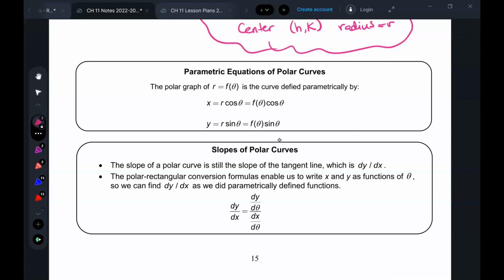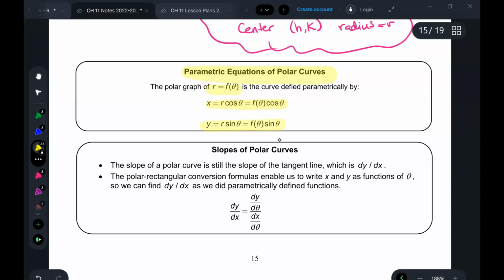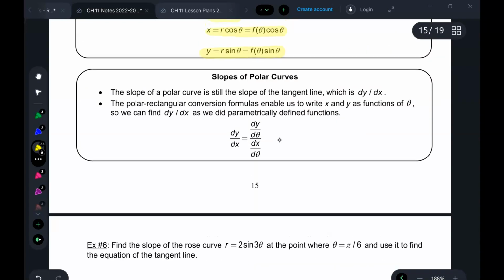Okay, so let's take a look at parametric equations for polar curves. Okay, so if r is equal to f of theta, then the curve is defined, right? x equals r cosine theta, so that would be f of theta times cosine theta, and y is r sine theta, so we would take f of theta times sine theta. Slope of polar curves should look familiar, dy/dx. We're going to do dy/d theta over dx/d theta.